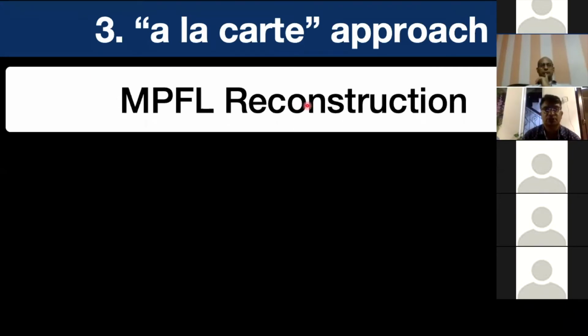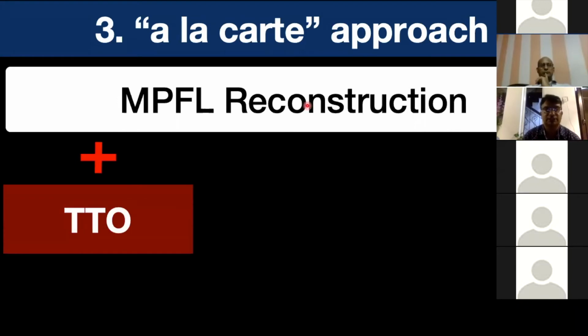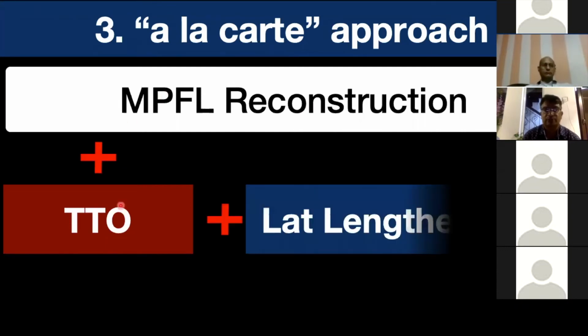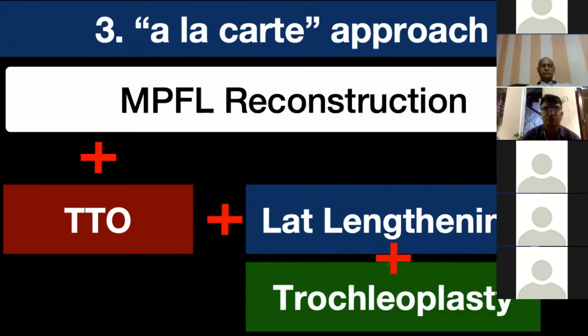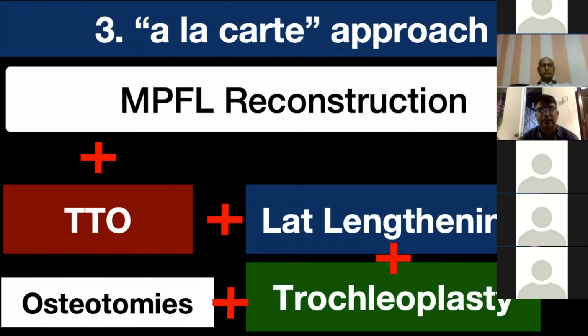So if you have done an MPFL reconstruction and that is not enough, probably you will add a TTO. Now, if MPFL and TTO are not enough, probably you will add a lateral lengthening. If all these three are not enough, then probably you will also add a trochleoplasty. If all these are not enough, probably at the end you will add an osteotomy.